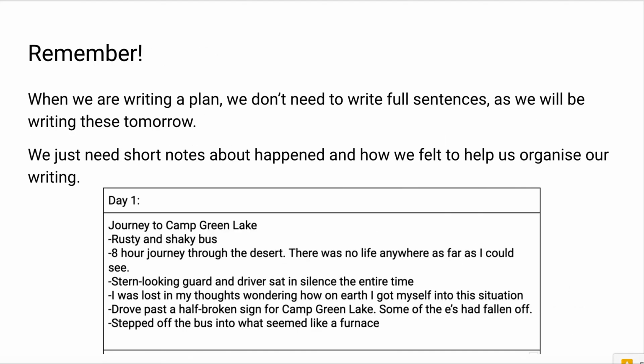So remember, when you are writing a plan, you don't need to write full sentences. We're going to be writing full sentences tomorrow. We just need short notes about what happened and how we felt to help us organize our writing. So here's my example of the start of my plan for day one.